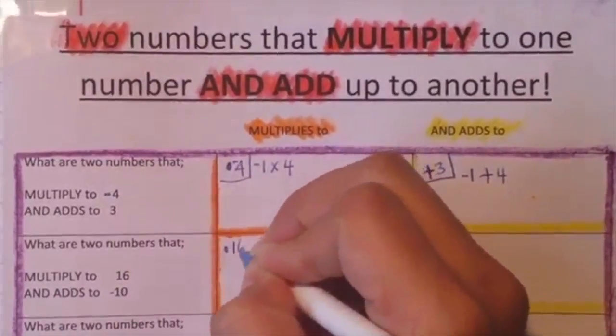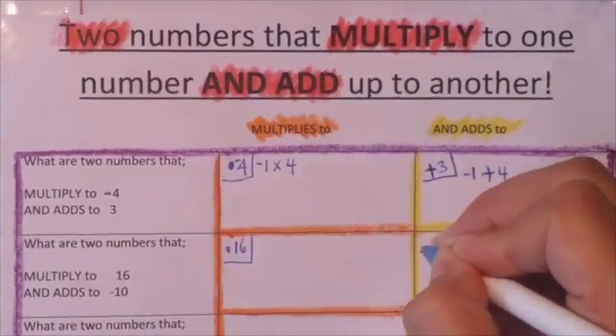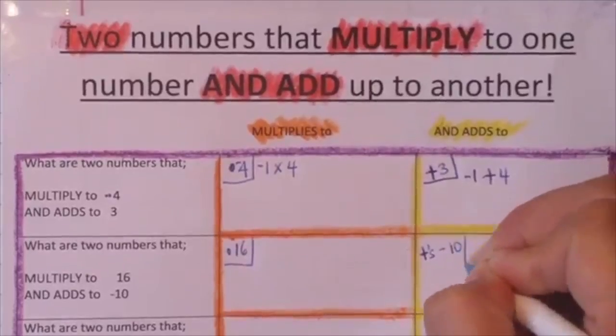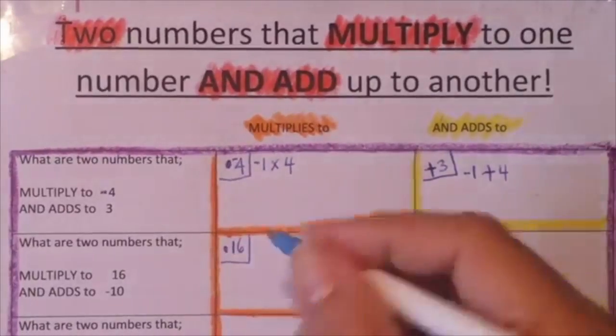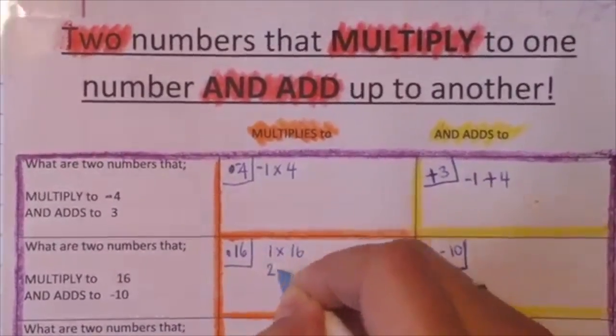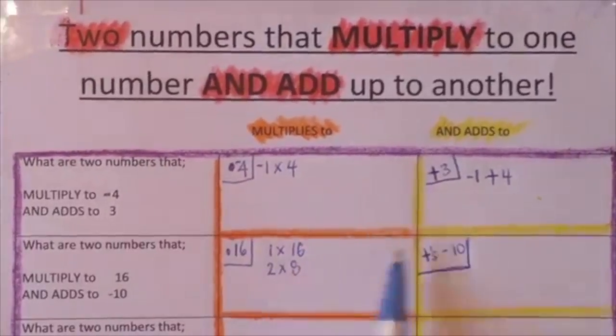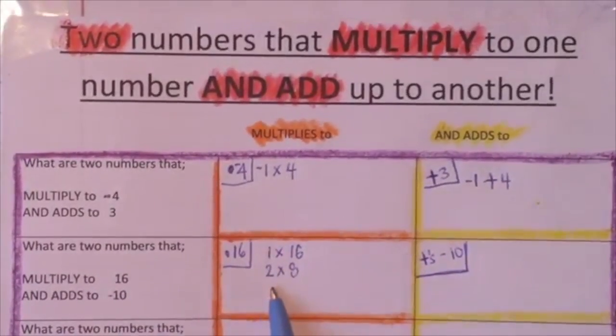What are two numbers that multiply to 16 and add to -10? So again, you list them all out. Two numbers that multiply to 16. So you start listing it. 1 times 16, 2 times 8. I'm going to check if 2 times 8 is going to work because 2 plus 8 is 10.